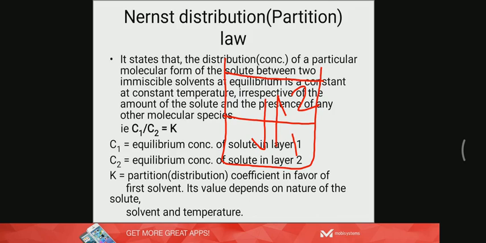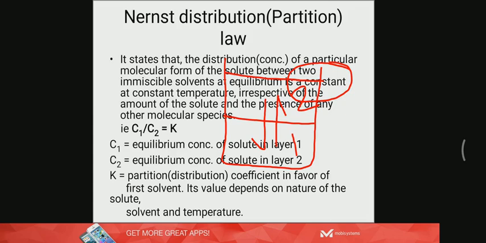And this distribution doesn't depend upon the amount of solute. It means however much you add, if you add 5 gram, if you add 10 gram, any amount of solute, that will get distributed between the two liquids in such a way that the ratio remains constant. So the concentration ratio of the solute in the two solvents remains constant if temperature is constant, and it is independent of the presence of any other molecular species in these two solvents.